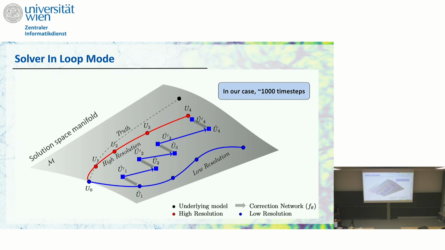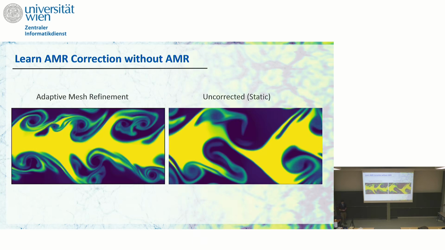In our case, we're going to use that Kelvin-Helmholtz instability example with roughly 1,000 time steps. So it's quite a thorough analysis here. We're not just doing 10 time steps or something like that. We're trying to map from our uncorrected, static mesh, low resolution example to our adaptive mesh refinement example.